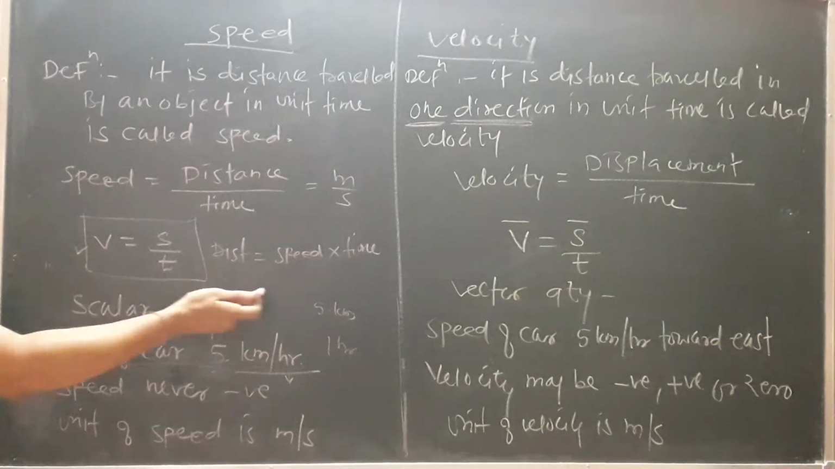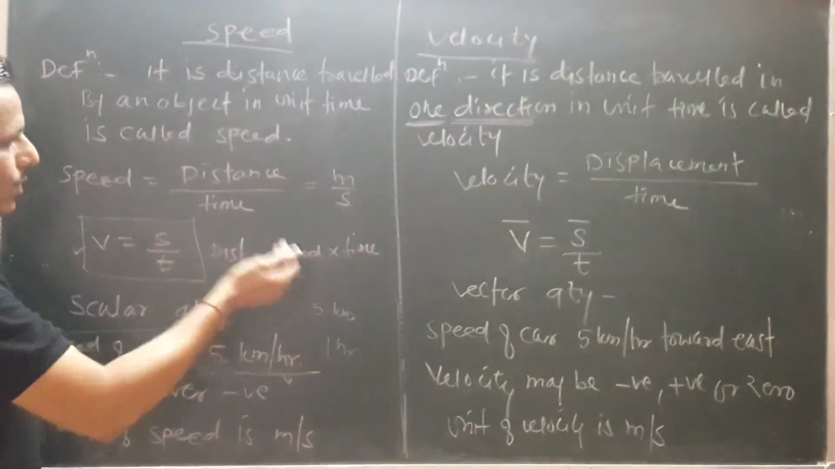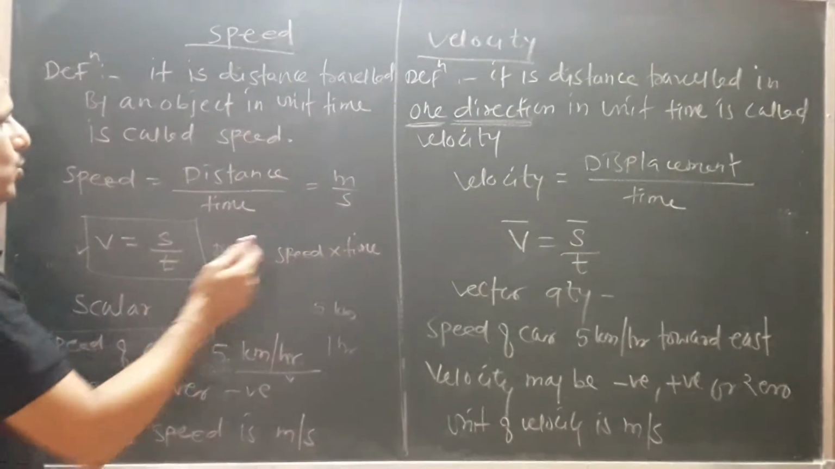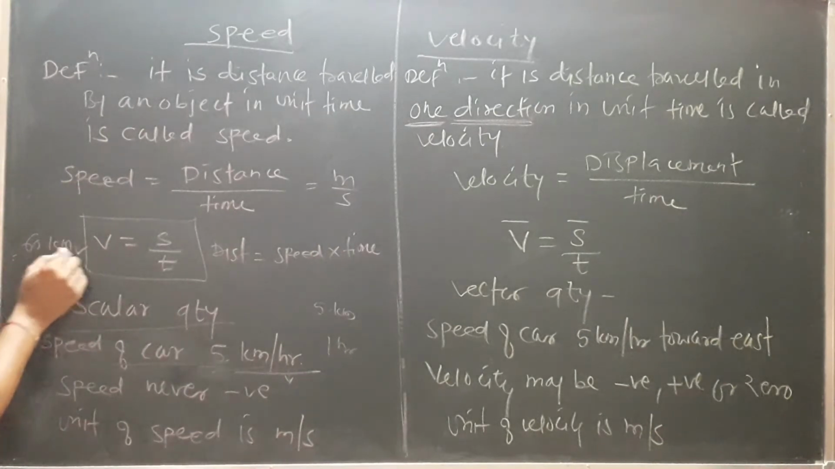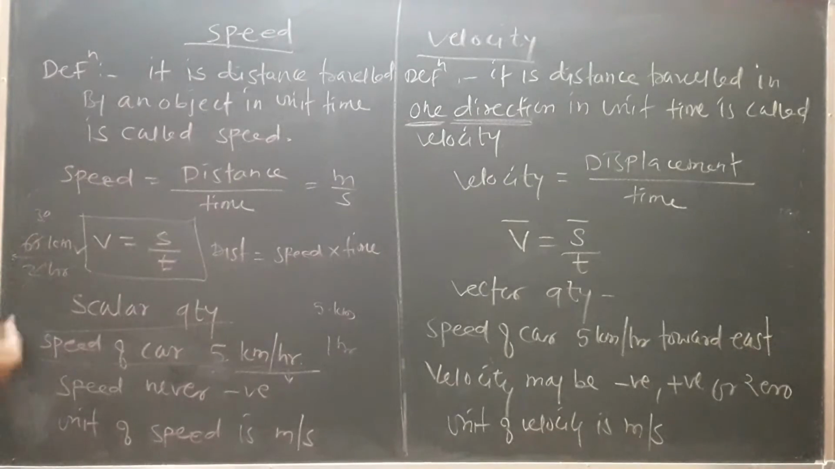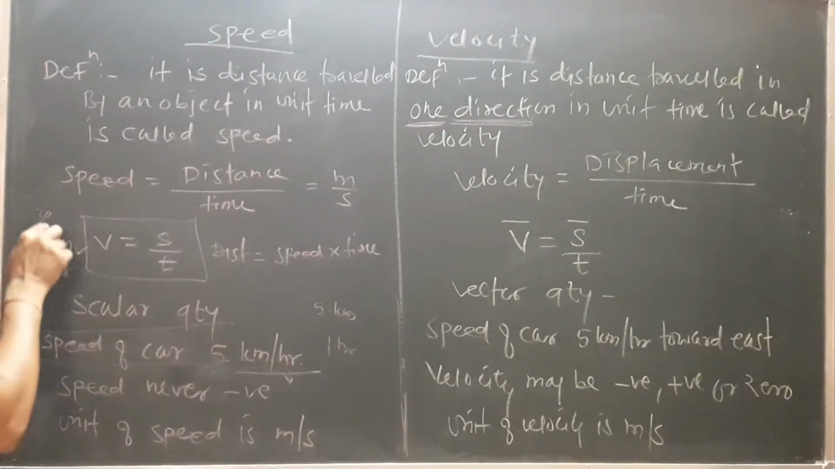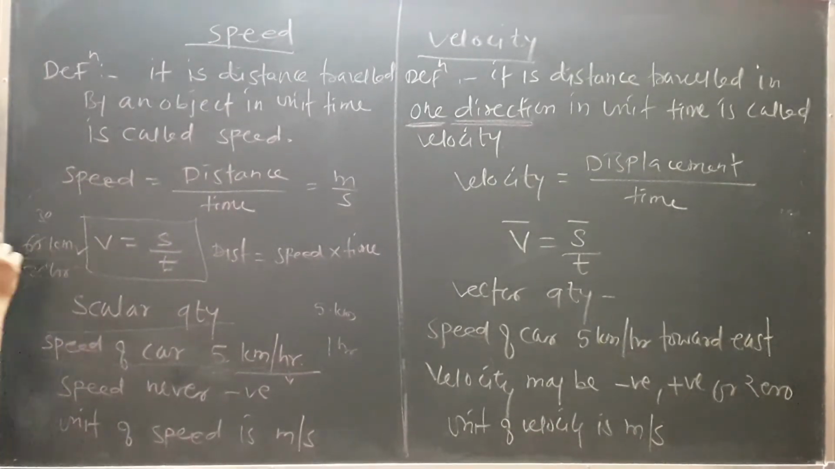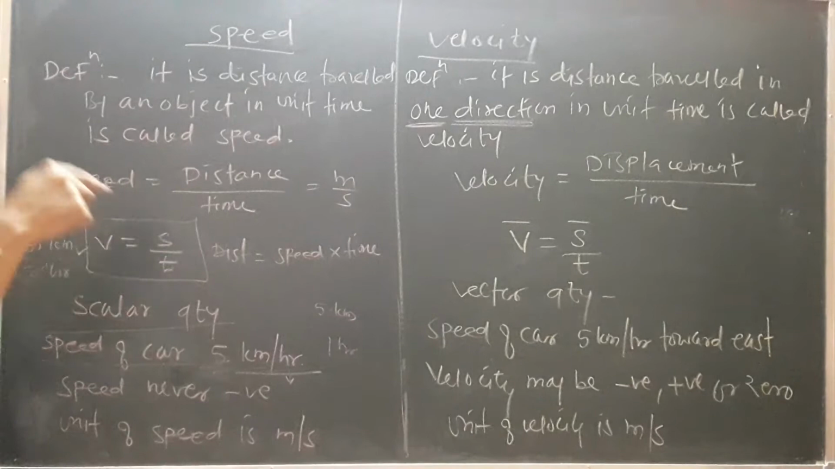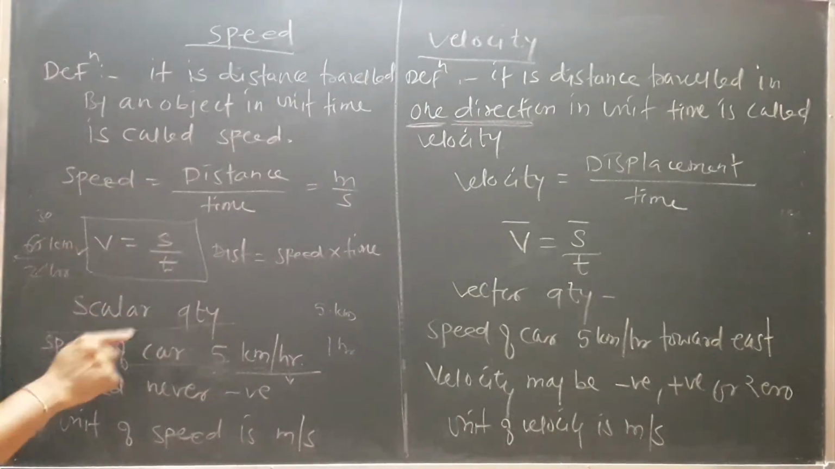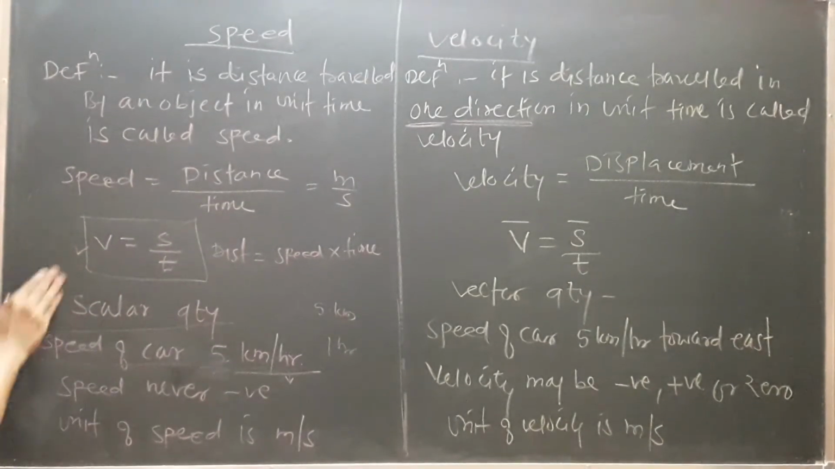Suppose I mention that I traveled 60 km in 2 hours. If I travel 60 km in 2 hours, then simply the speed of my car or my object is nothing but 30 km per hour. It means within 1 hour I can complete 30 km, and in the next 1 hour I have completed another 30 km. So that is in terms of speed.